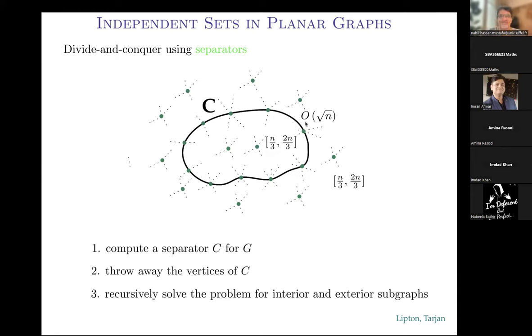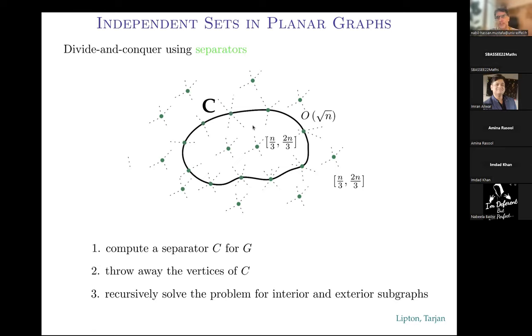Now it's critically using the planarity, but the interior and exterior graphs internally could be connected, or even many components. We don't care. The only thing you care about is that the interior is again a planar graph and the outside is again a planar graph. So it's more about numbers as opposed to the structural properties of planar graphs.